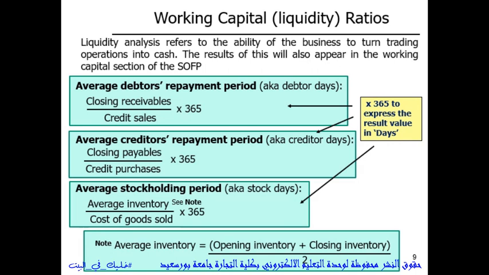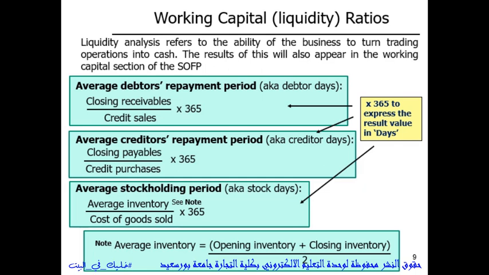We have three main ratios. The first one is average debtor repayment period, which is equal to closing receivables divided by credit sales multiplied by 365 days. Then we have average creditor repayment period. From the name, creditors, who are the payables, so it will be equal to closing payable divided by credit purchases multiplied by 365 days.